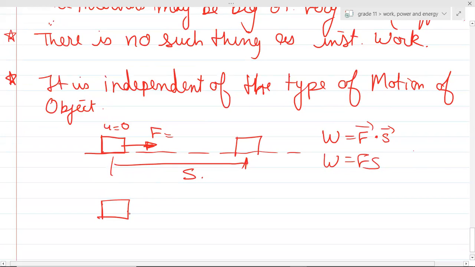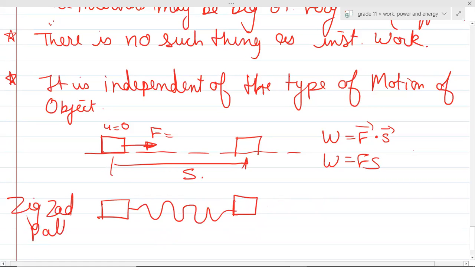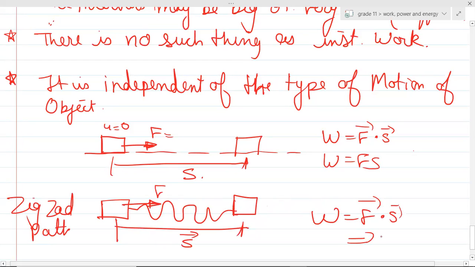If suppose I don't want this straight path, and let's say the path which I give is a zigzag. So basically the object goes like this. The object doesn't go in a straight line path, it goes in a zigzag path. But the same force F is applied and the displacement is still the same. So here also work done will be F dot S, the same F and S, right?